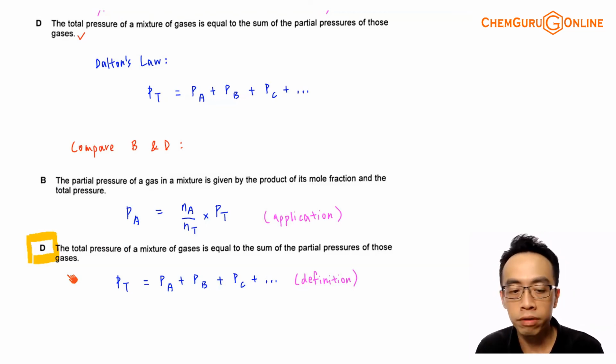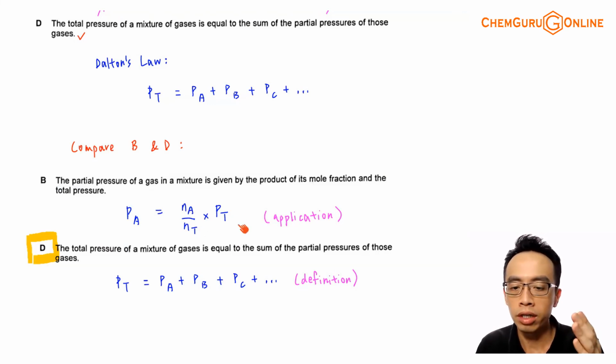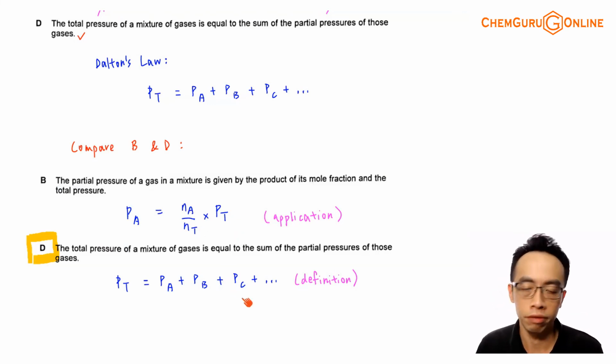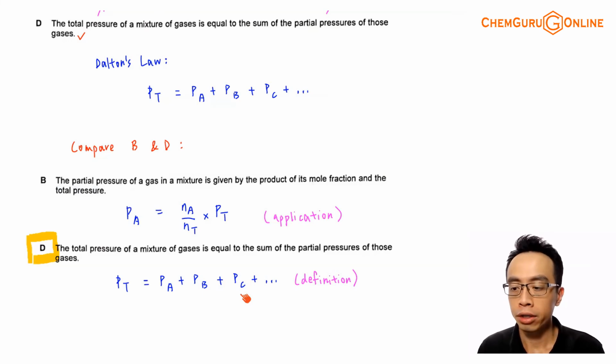It is the definition of Dalton's law, and option B, where we talk about this formula, partial pressure is equal to mole fraction multiplied by total pressure, is actually deduced or derived from this definition, and therefore it is an application. So if I compare option D versus option B, option D seems to be a better answer because it is more fundamental. It is based on the definition of Dalton's law. Option B is a derivation. It is like an application of Dalton's law.